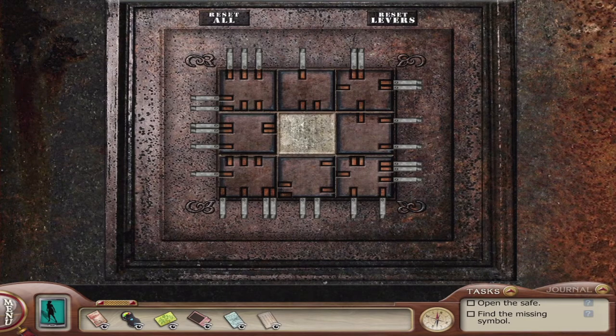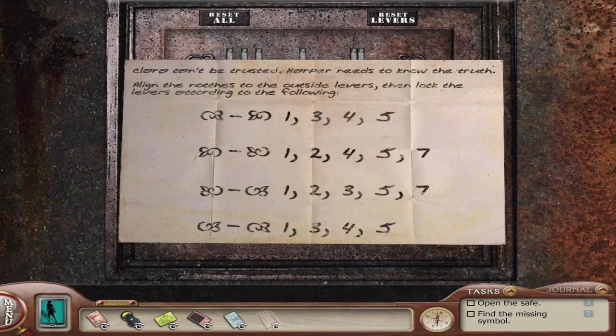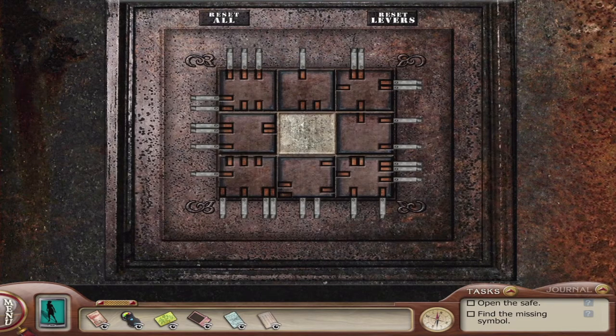What about the down one? One, two, four, five, seven. One, two. I do need to get that one in the correct spot too. Dang it! Is it terrible that I want to cheat? Frustrating.